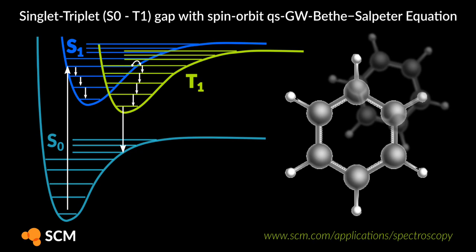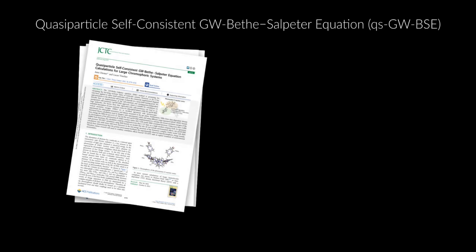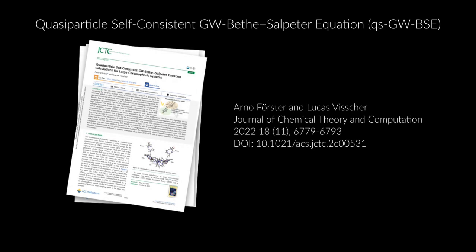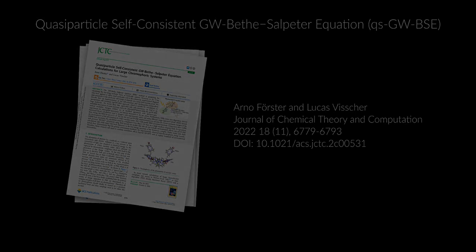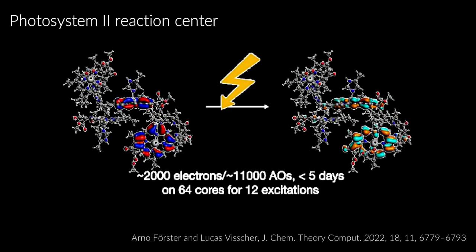The latest AMS 2023 release includes a powerful new method for the prediction of accurate optical excitation energies, quasi-particle self-consistent GW-Bethe Salpeter Equation calculations, or qs-GW-BSE in short. Whilst yielding high-precision excited state energies in excellent agreement with spectroscopic data, the qs-GW-BSE calculations are computationally efficient and can be applied to large systems such as the photosystem II reaction center with roundabout 2000 electrons.